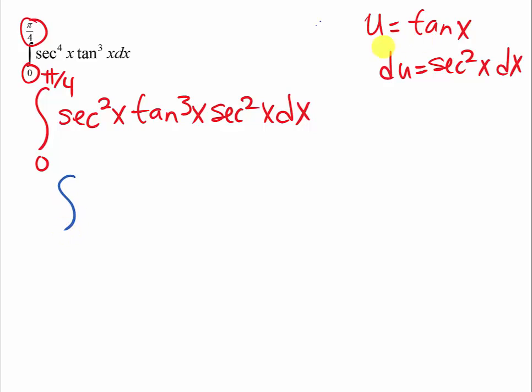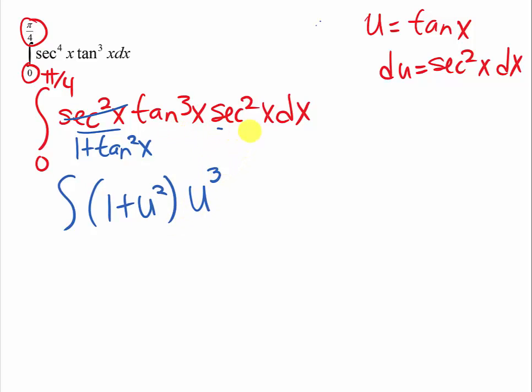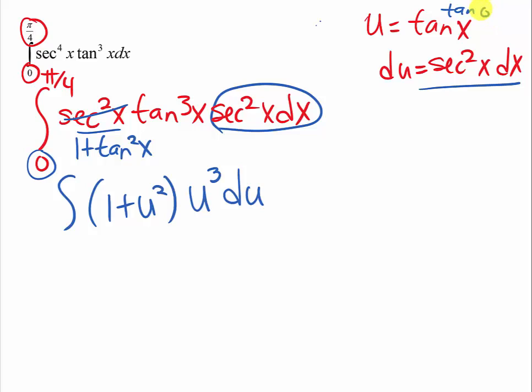So my secant squared, I need to replace that with 1 plus tangent squared x, and now I can write that as 1 plus u squared. And then tangent cubed is u cubed, and then this secant squared x dx is my du. Now, changing my limits of integration, I had 0, so I put in the tangent of 0 to find out what my u is, and that's 0. And then I have pi fourths. Well, the tangent of pi fourths is 1.